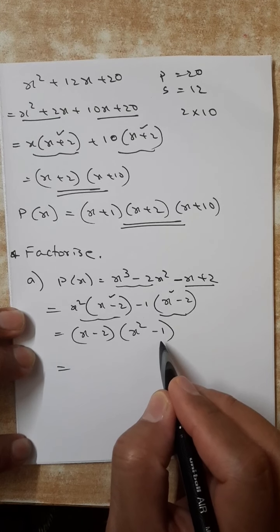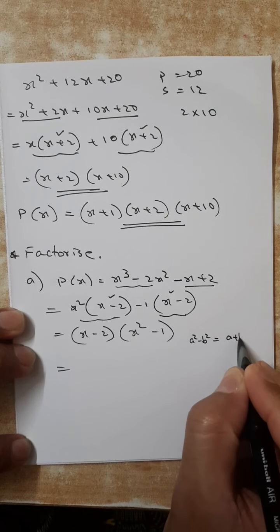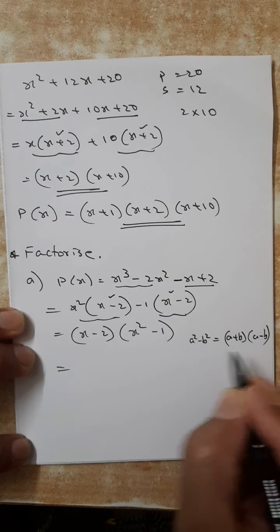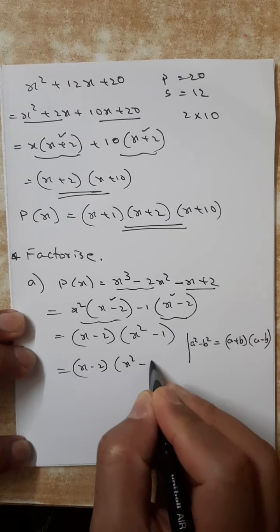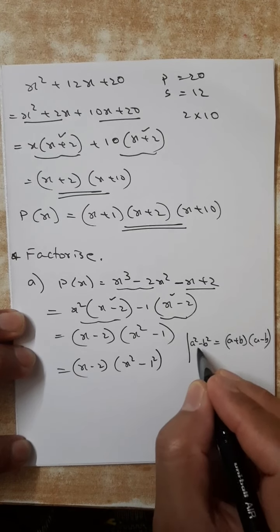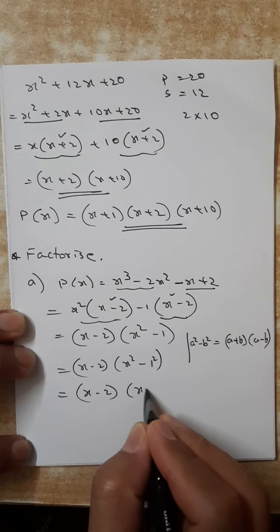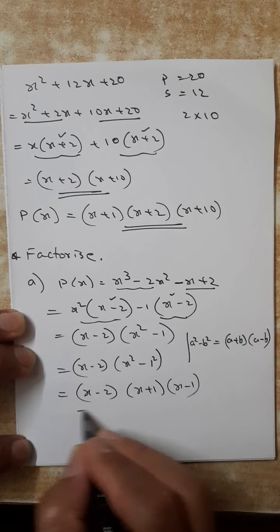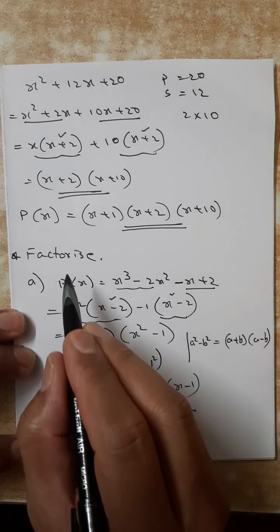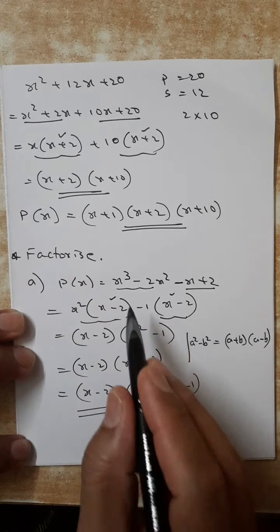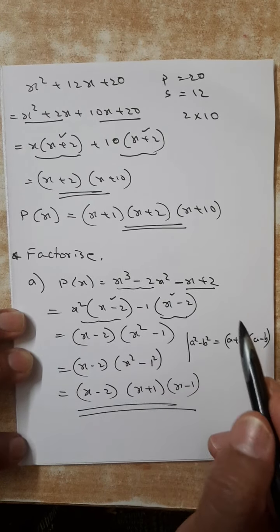A square minus b square identity: a square minus b square equals a plus b into a minus b. This is x square, x minus 2 into x square minus 1 square. So it is exactly the identity a square minus b square. So we can say x minus 2 into x plus 1 into x minus 1. Are you understanding? But remember one thing very well: this question is "factorize", so I did it with the method of grouping in common.